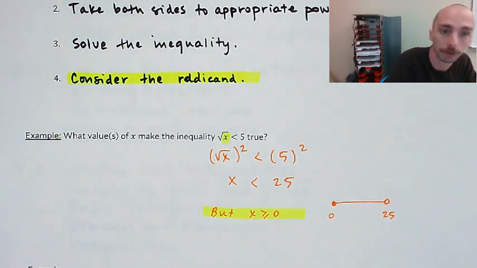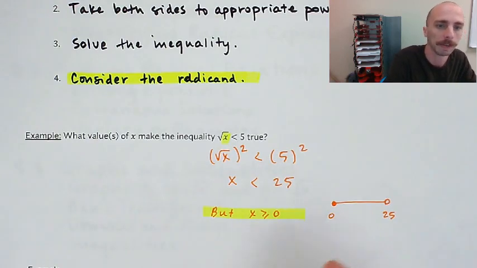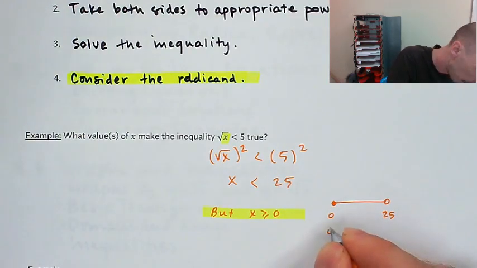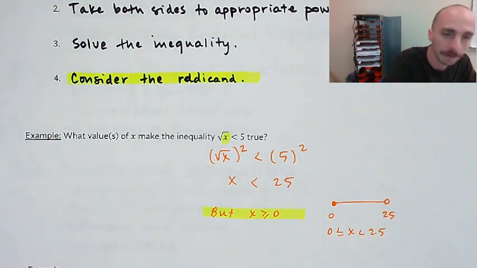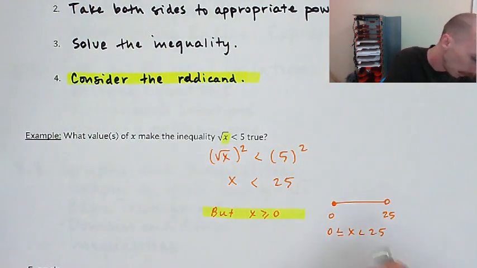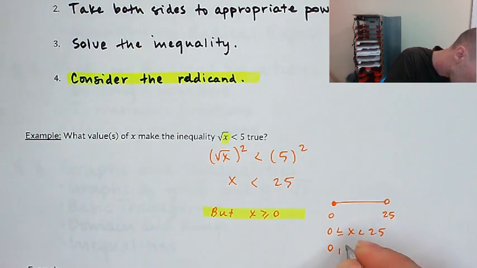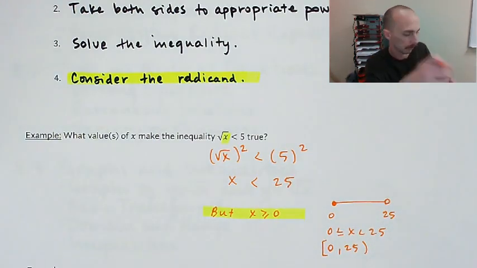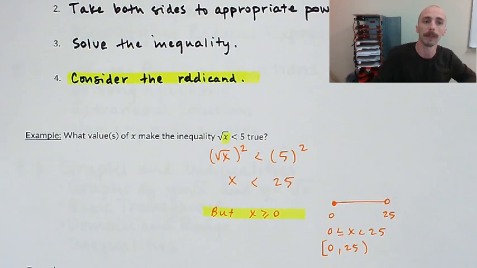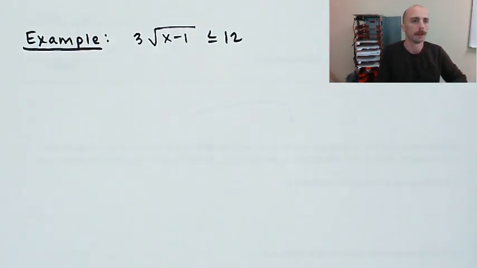This would be a picture of our solution region. If I needed to write it as an inequality, I'd say 0 is less than or equal to x, which is less than 25. And if I needed to write it as an interval, I would say 0 to 25, including 0, not including 25. So probably one of these two answers, but really any of these three would be the values of x that make that inequality true.